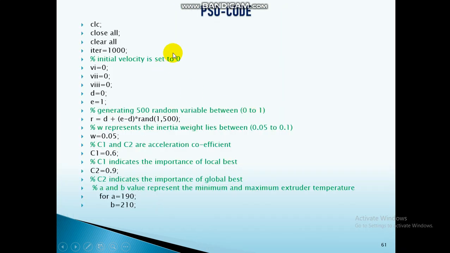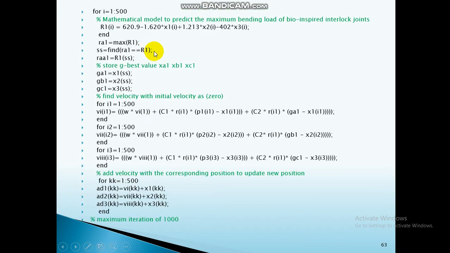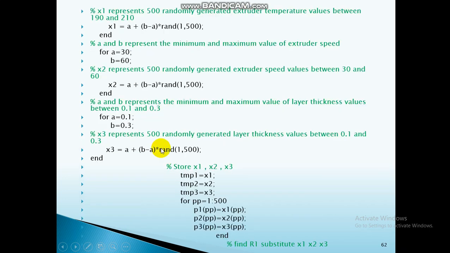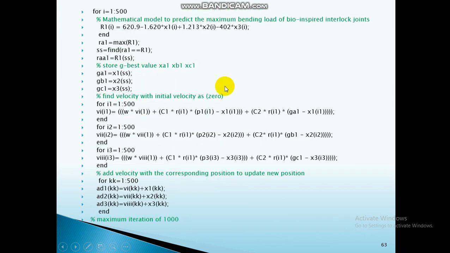So I wrote a PSO, particle swarm optimization, code in MATLAB software. The code is here with the velocity equation. Here you can see the 190 to 210 value, here 30 to 60 speed, and 0.1 to 0.3 layer thickness.